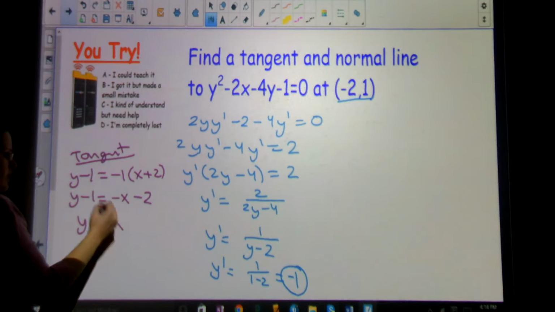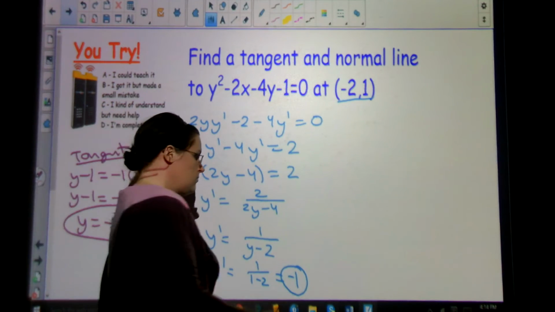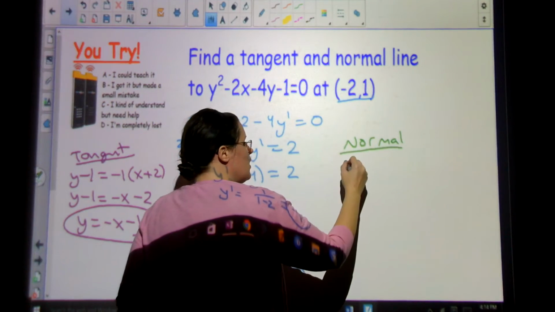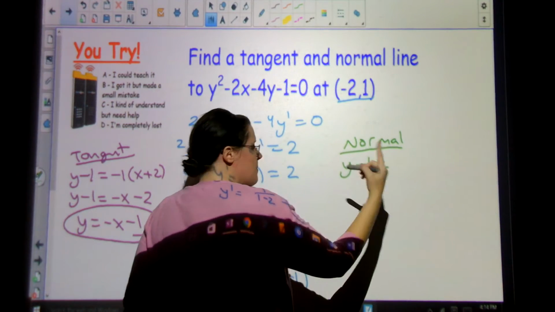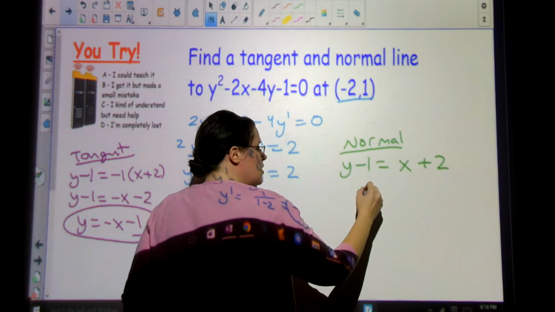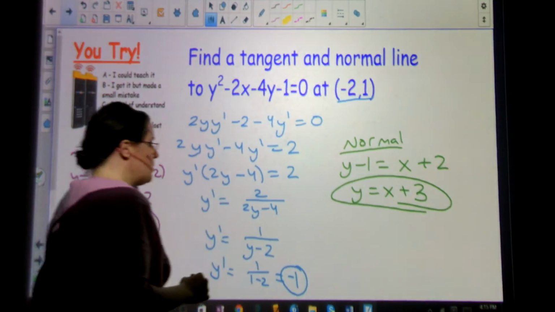Add off, negative x, add 1, minus 1. Okay, let's do a normal line. y minus 1, opposite reciprocal would just be 1, x minus negative 2. y equals x plus 3. There we go.